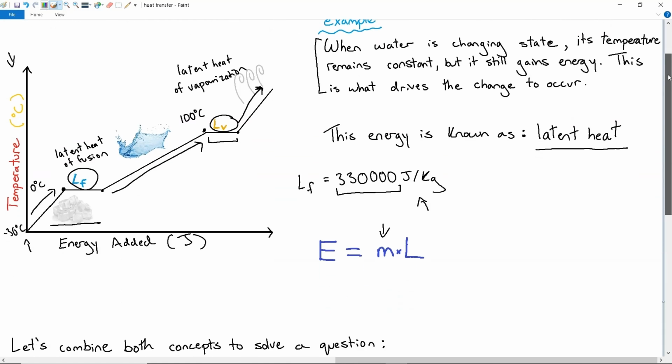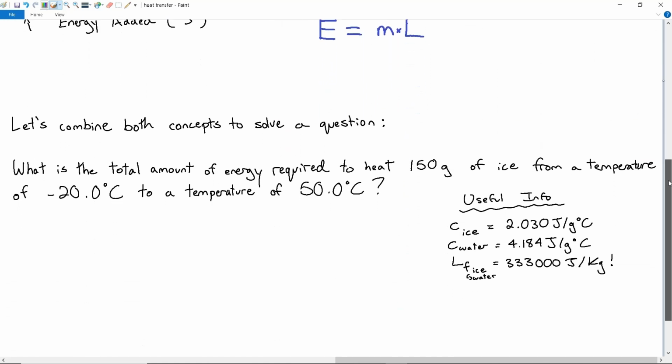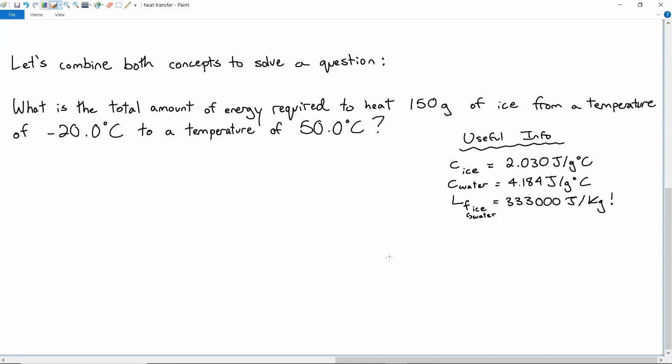Let's apply this to an actual question. What is the total amount of energy required to heat 150 grams of ice from a temperature of minus 20 degrees Celsius to a temperature of 50 degrees Celsius? So we're not really worried about seeing where energy was lost and gained. We're only concerned about how much energy needs to be inputted into this system to cause this complete temperature change.